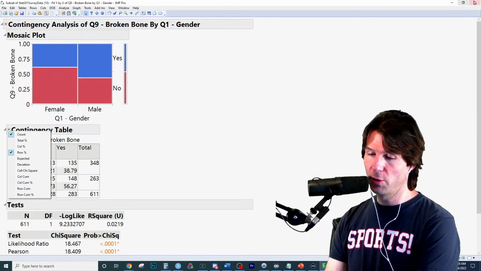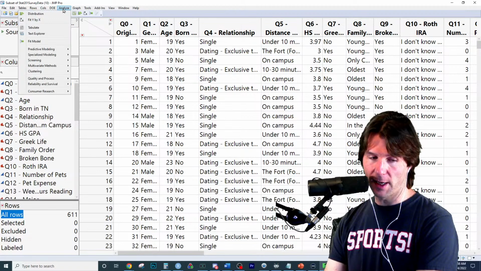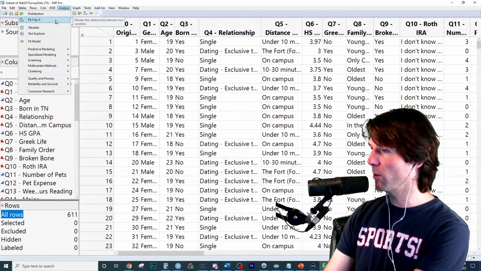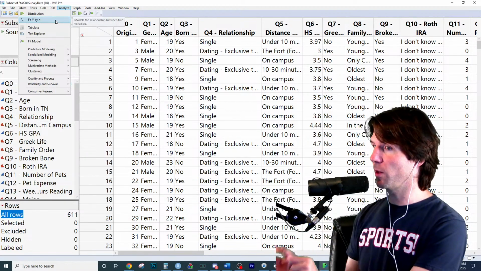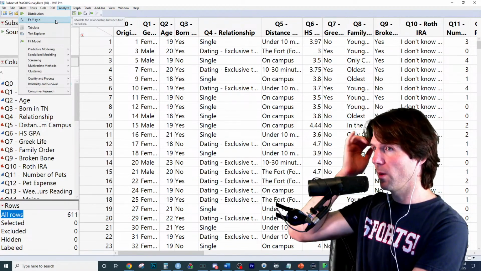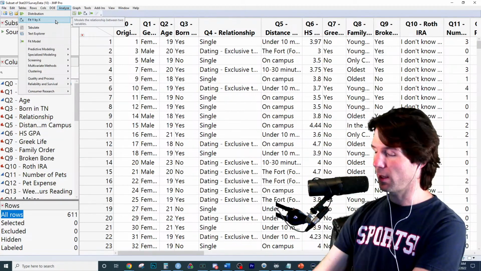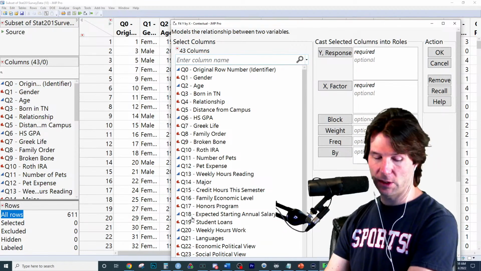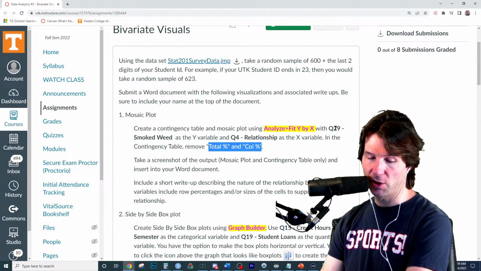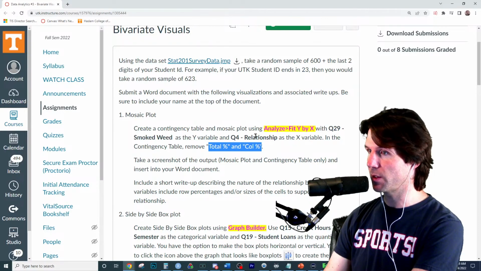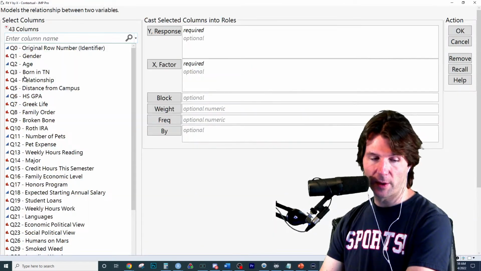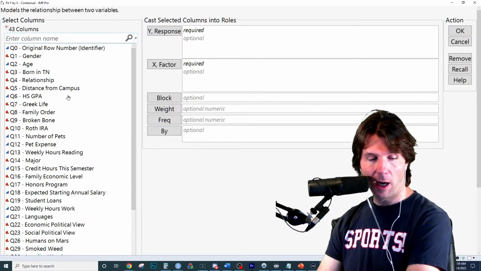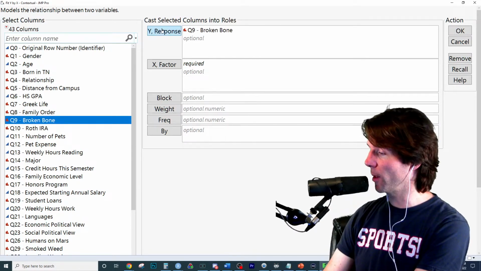To make a mosaic plot and contingency table, go to Analyze, Fit Y by X. Are we good? Type Y or N in the chat, if you're good on this. To make a contingency table with your random sample, go to Analyze, Fit Y by X. Got that? Input the Y variable of interest. Make sure you're using the Y variable it wants you to enter because it specifies a Y variable of interest and an X variable to use. The Y variable of interest will go up here in the Y variable spot. So I am choosing for mine, not yours. I am choosing to analyze if somebody broke a bone for my Y variable of interest.